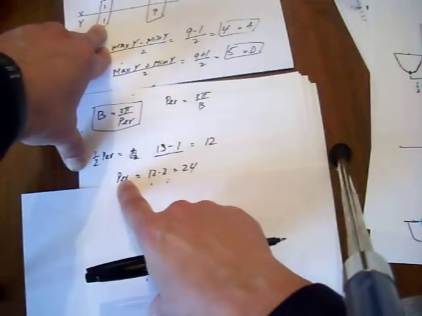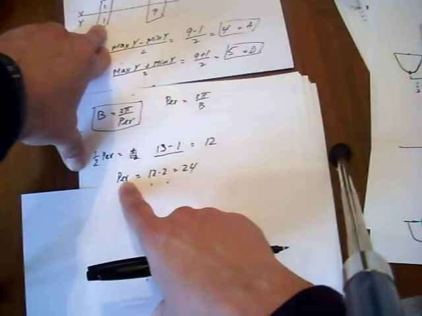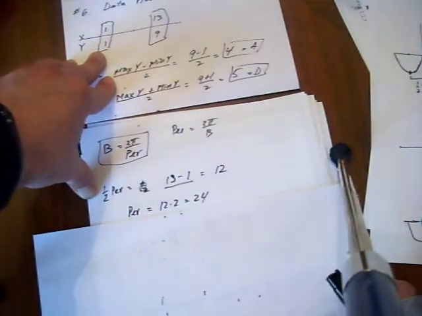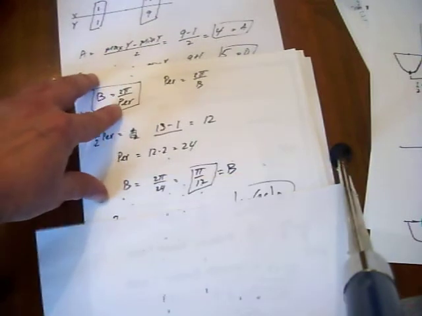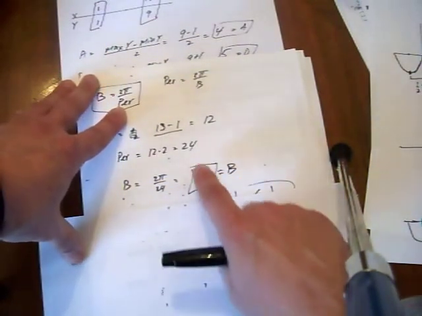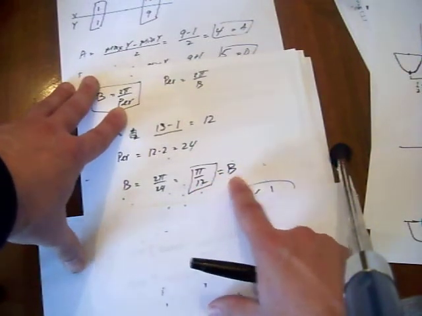So therefore, the full period is 12 times 2 equals 24. Now, once we have the period, it's easy enough to get the B value from this definition here. When we solve for B, plug in period equals 24, B will come out to be pi over 12. That's my B value.